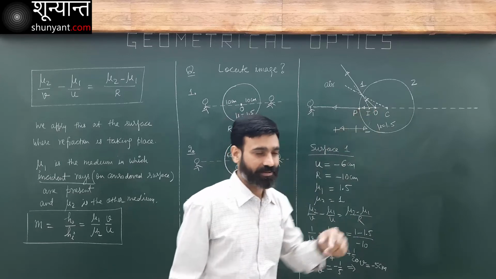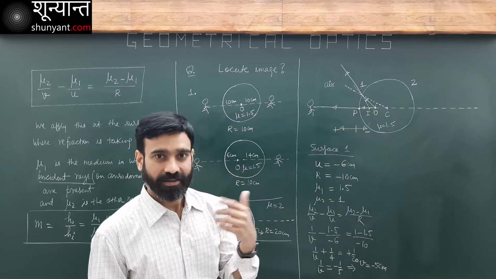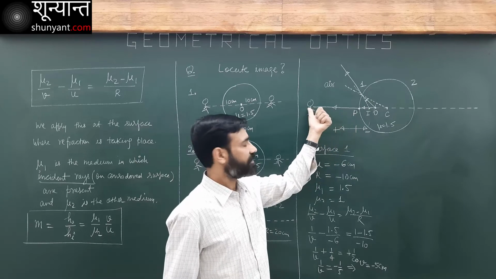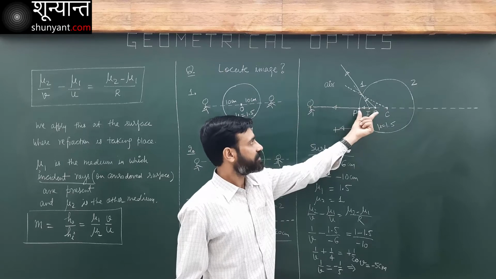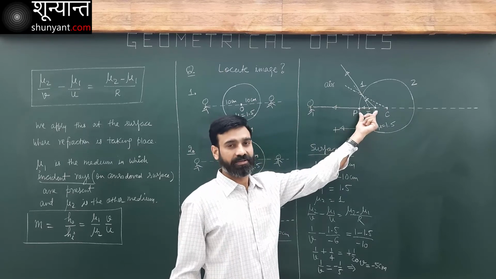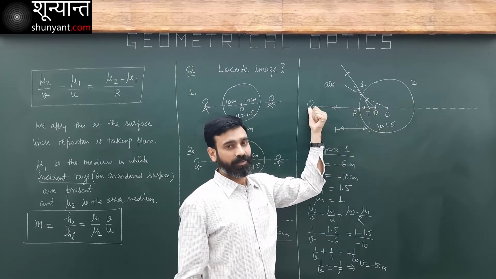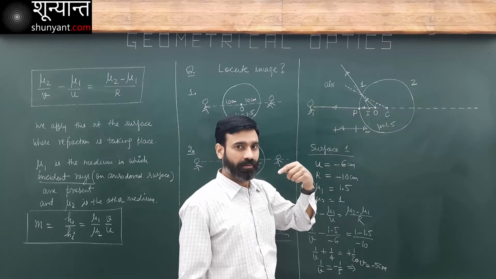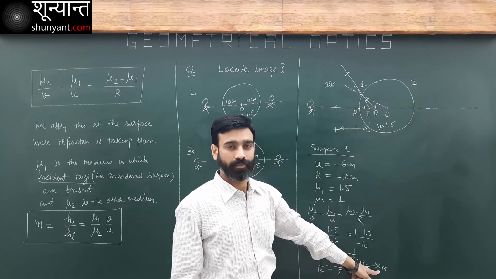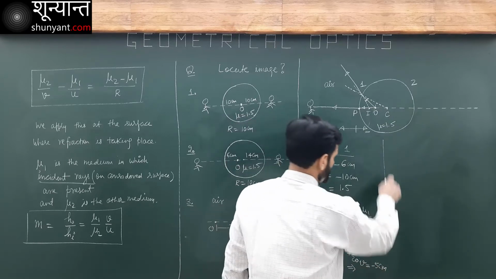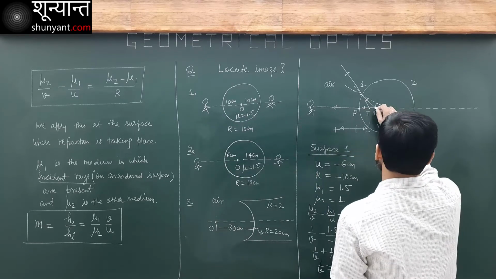Sometimes it is asked, what is the apparent depth as seen by this observer? The object is located here at 6 centimeters, 6 centimeters below the surface. But when I see it, it will appear to me at a depth of 5 centimeters. Okay, got it?